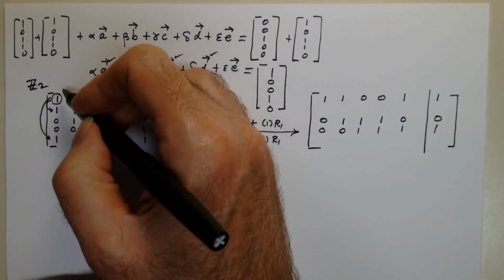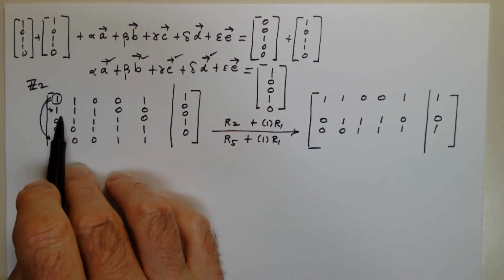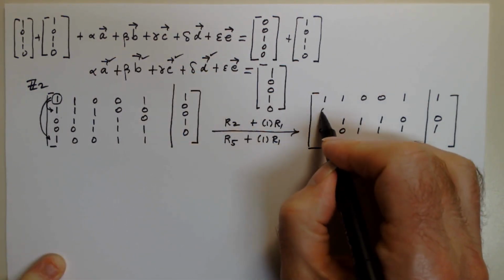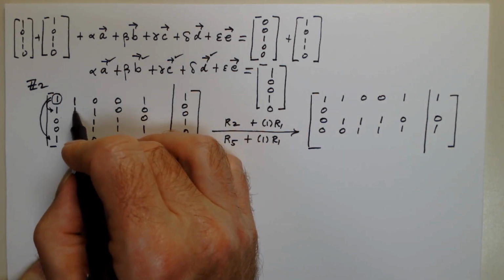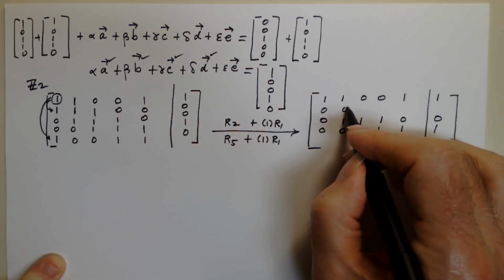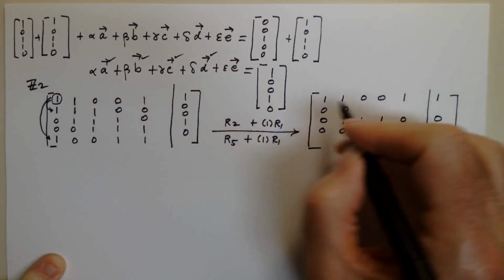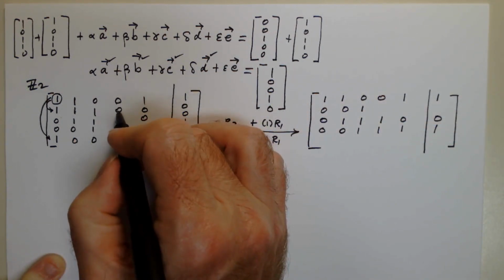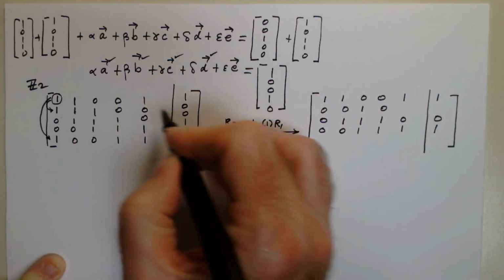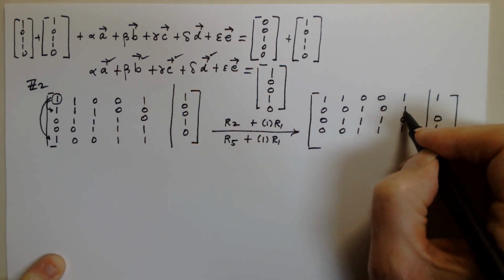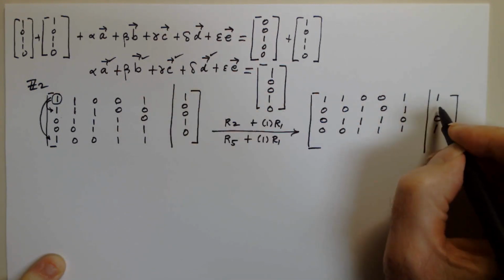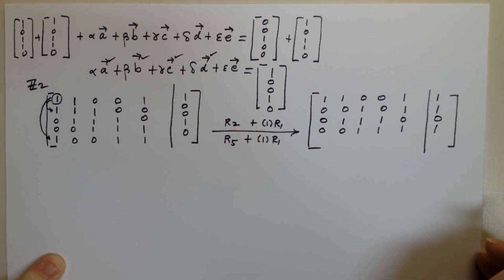So let's get the change in row 2. When the 1 adds onto the 1, that's a 0. When this 1 adds onto that one, I get a 0. When the 0 adds onto the 1, I get a 1. 0 plus 0 is 0. 1 plus 0 is 1. And 1 plus 0 is 1. So there's the new row 2.